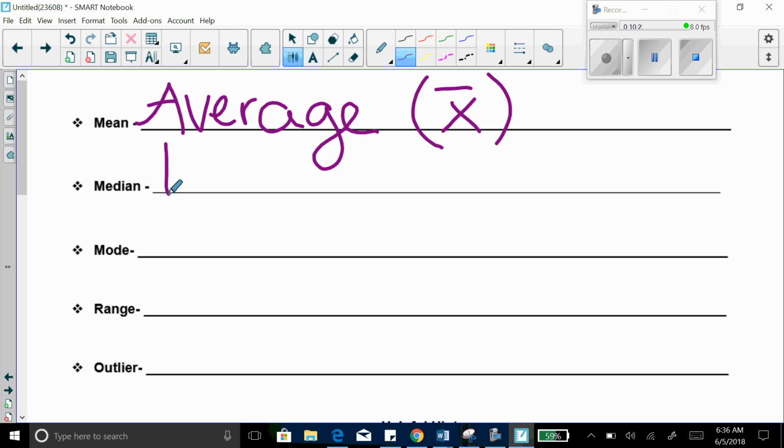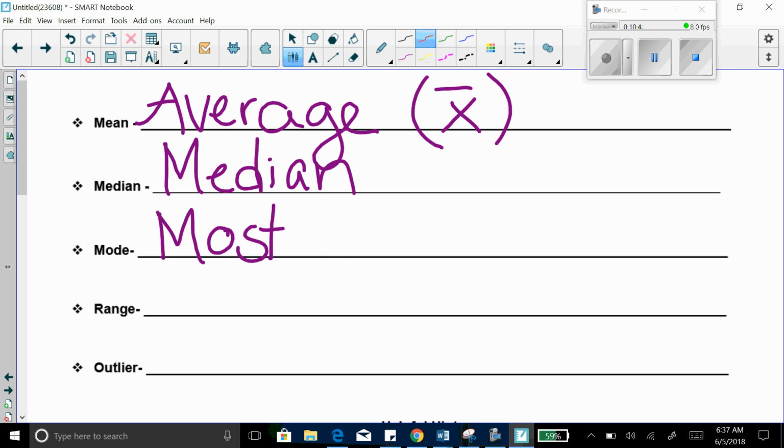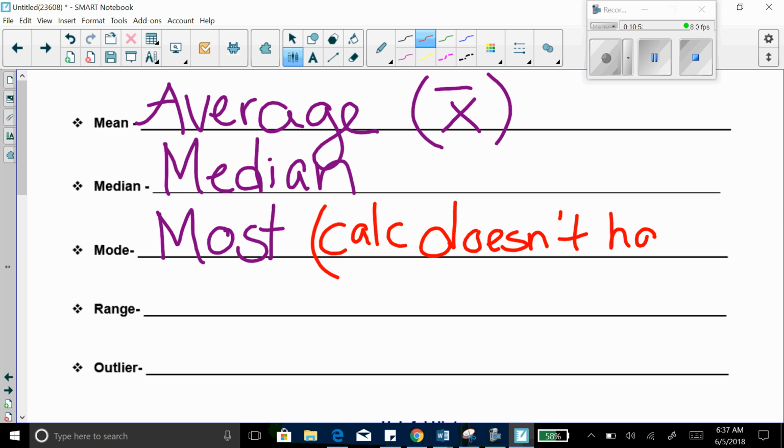Your median can also be found in your calculator. So I'm just going to write median, because your calculator actually says median equals this number. Your mode, your calculator does not tell you, but your mode is the number that occurs the most. I'm going to write calc doesn't have. So the calculator does not tell you your mode. You have to be able to look at a list of data and say, okay, this number occurs the most. That's the mode.